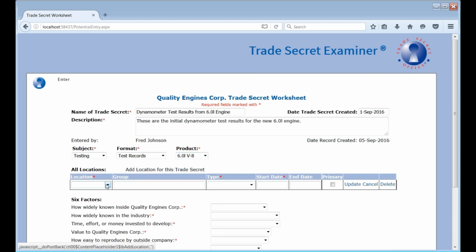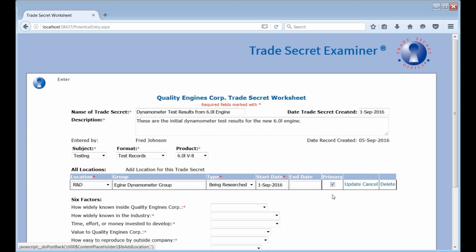I'm going to add a location for this trade secret. This was done in our R&D headquarters. And the group was Engine Dynamometer Group. The type, this is being researched. And the start date I have is 1 September of this year. I'm not going to put an end date because this is still open. And I'll mark this as our primary location.